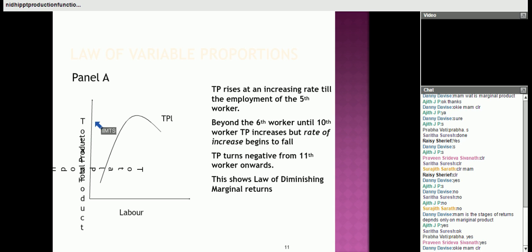So you can see here is a diagram, panel A. What is this panel A? This is showing the total production of the labor. So this indicates, number one, total production rises at an increasing rate till the employment of the fifth worker. Beyond the sixth worker and until the tenth worker, total production increases, but the rate of increase begins to fall. Total production turns negative from the 11th worker onwards. So this shows the law of diminishing marginal returns.